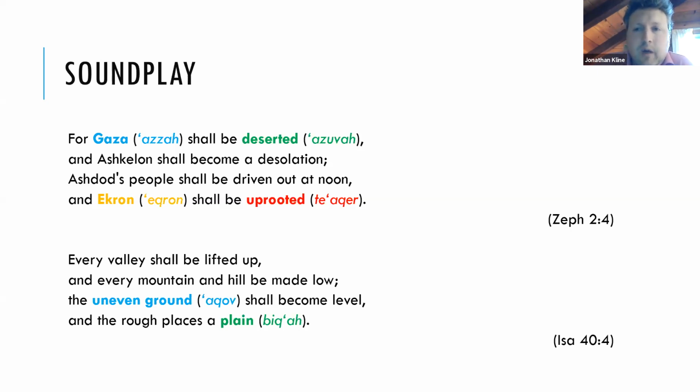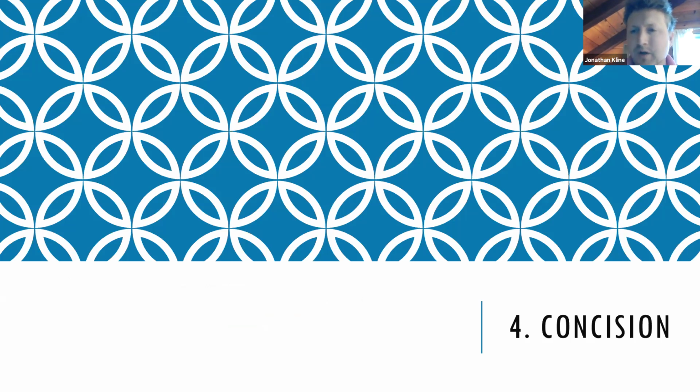You get sound play acting to indicate reversal in Isaiah 40:4, a famous verse about the coming of the Messiah. "Every valley shall be lifted up, and every mountain and hill be made low. The uneven ground, akov, shall become level, and the rough places a plain, bik'ah." And in Hebrew, the letters B and V are the same letter. It just depends on where in the word it occurs. So akov and bik'ah are a little more similar than they might look at first glance. The uneven ground gets changed into a plain, and the way they do that is by basically reversing the letters in the word. So pretty cool.